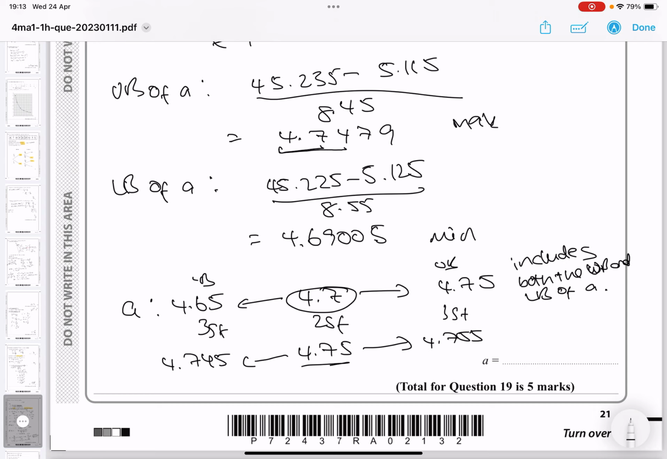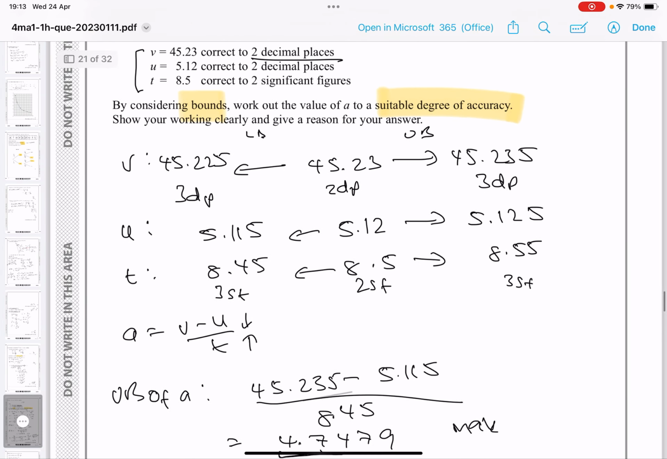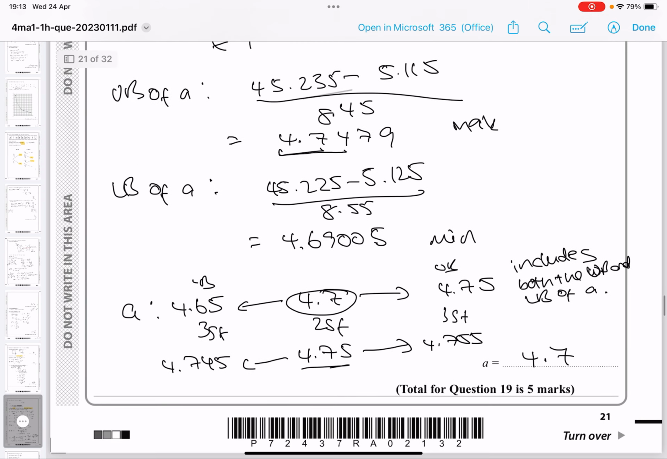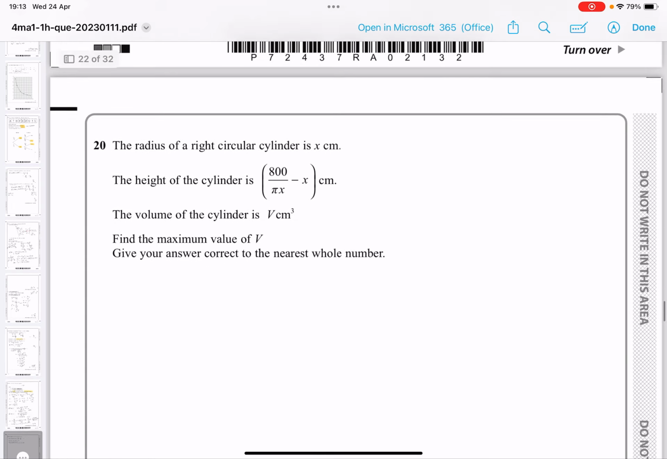It has to include the upper bound and lower bound. So that's what they mean by working out the value of A to a suitable degree of accuracy. You have to consider both bounds. So this is a common question, so just look out for it and make sure you understand how to do it, how to approach it.